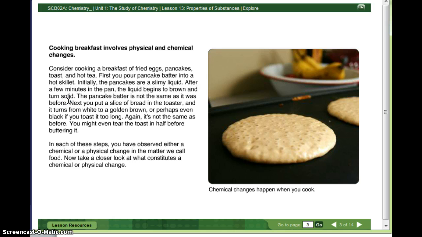Next, you put a slice of bread in the toaster and it turns from white to a golden brown or perhaps even black if you toast it too long. Again, it's not the same as before. You might even tear the toast in half before buttering it. Now, tearing it in half would be what kind of change? Physical, because it was toast before and toast after. But the bread to toast, that's the chemical. In each of these steps, you have observed either a chemical or a physical change in the matter we call food. Now take a closer look at what constitutes a chemical or physical change.